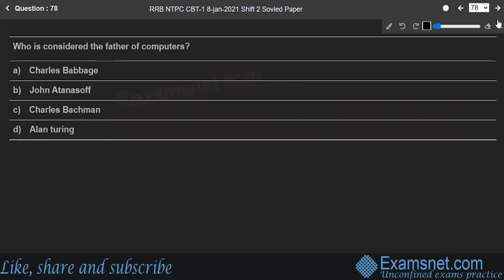Who is considered father of computers? Charles Babbage, John Atanasoff, Charles Bachman, or Alan Turing. The correct one is Charles Babbage, known as father of computers. He invented the machine which was called the analytical engine, which is a model of today's computers. Since he was the first person who gave the basic idea of computers, he is known as father of computers.